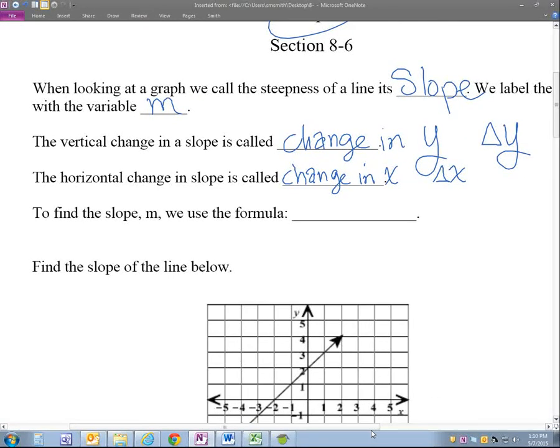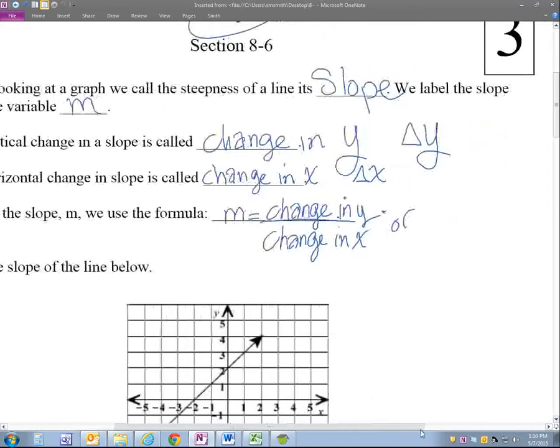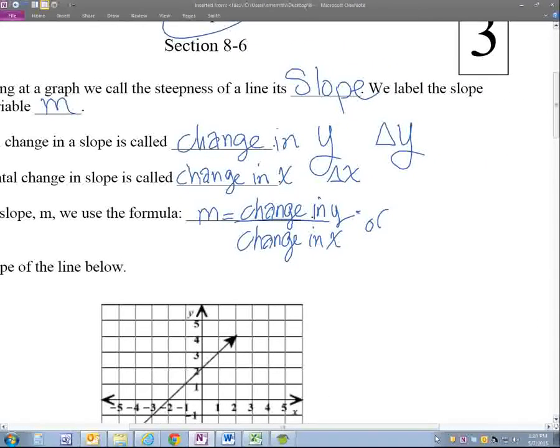And when we find slope, or M, we use the following formula. M equals change in y over change in x. I did it again. There. Change in y over change in x, or to put it nice and small so you can rewrite it as often as you need to on the homework, M equals change in y over change in x.